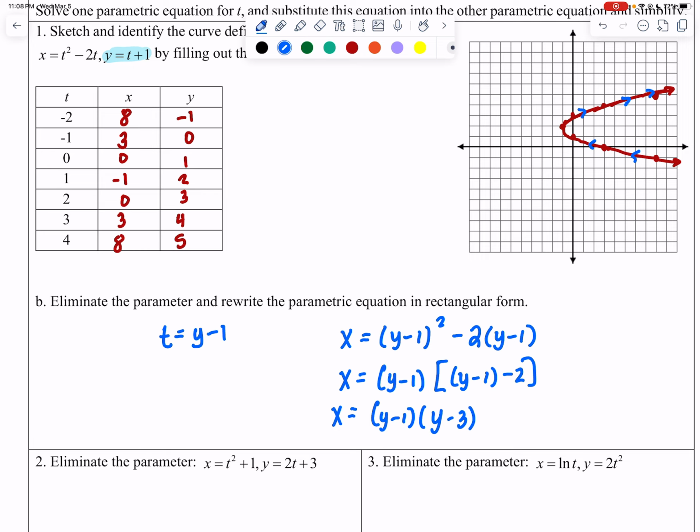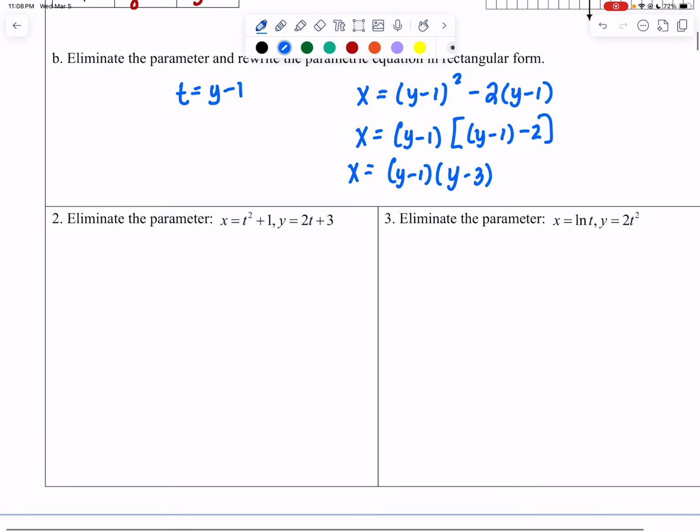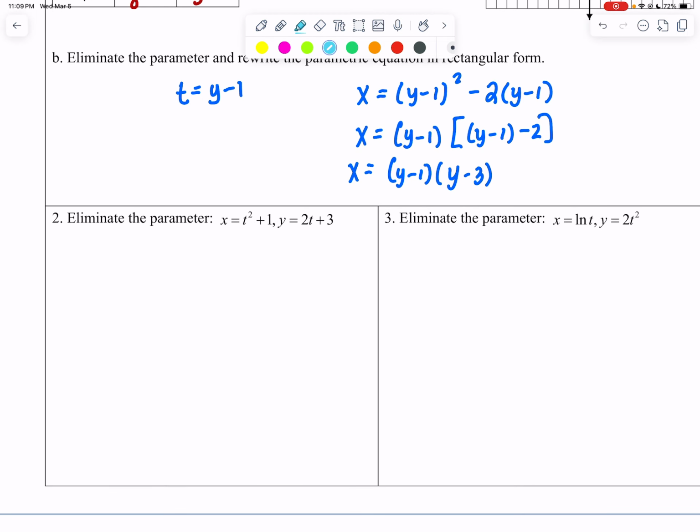All right, for number 2, we want to eliminate the parameter. So once again, I'll probably solve for t here. That's going to be the easiest for us. (y minus 3) over 2 is equal to t. Once you do that, just substitute it back in. So x is equal to ((y minus 3) over 2) squared plus 1. And just call it a day.